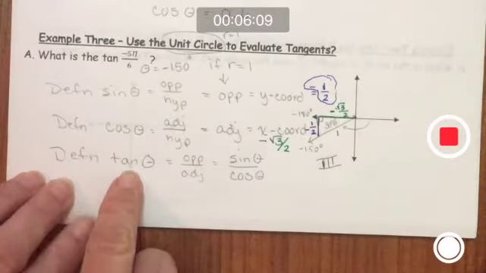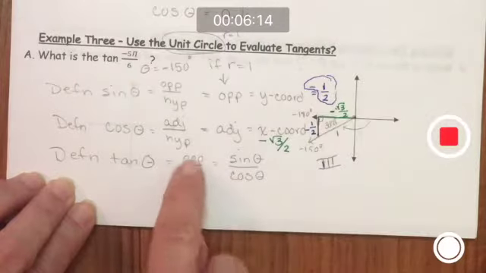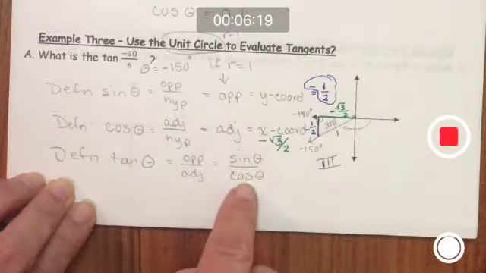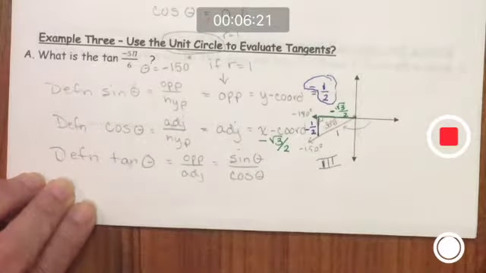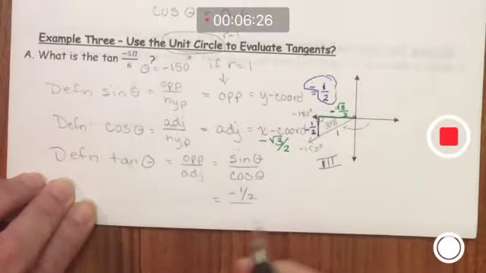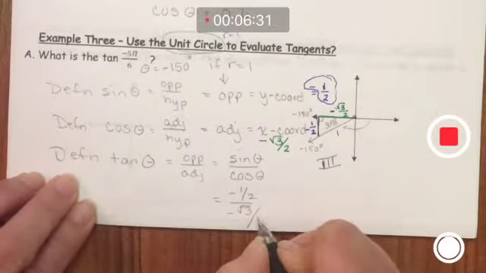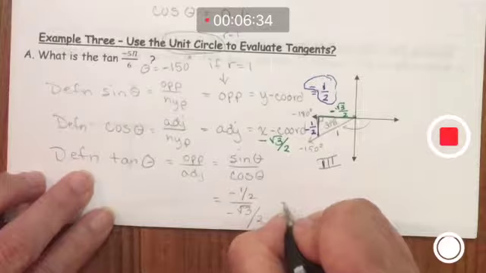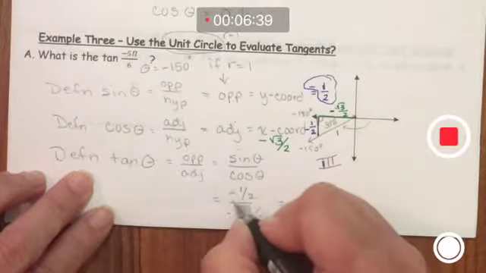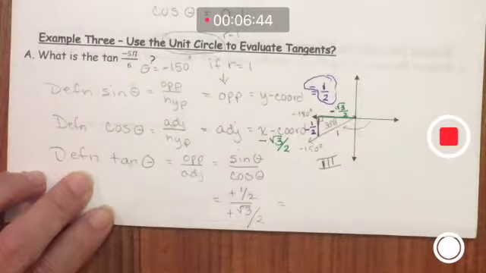So my tangent we've now defined as the opposite over the adjacent, right? That's from geometry, but that's the same in a unit circle as sine over cosine. So my tangent, the sine is negative 1/2 over the cosine, negative square root of 3 over 2. So when you take a fraction and divide by another fraction, let's first talk about the fact that a negative divided by a negative is going to be a positive. So these are going to turn to positives.